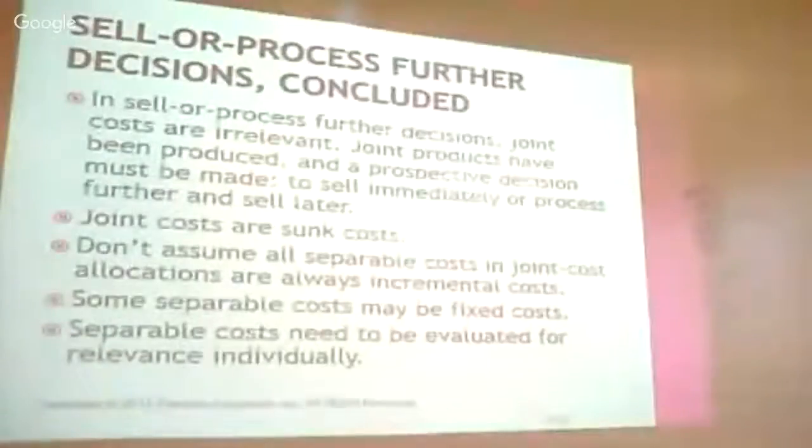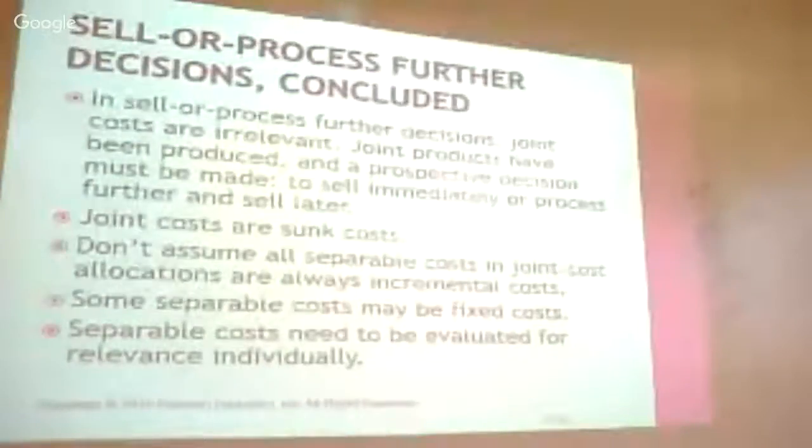Basically it means I've incurred them no matter what. It's there. Joint costs are costs that I'm going to incur no matter what, so those are sunk costs. Don't assume all separable costs and joint cost allocations are always incremental costs. Some separable costs may be fixed costs, and separable costs need to be evaluated for relevance individually.